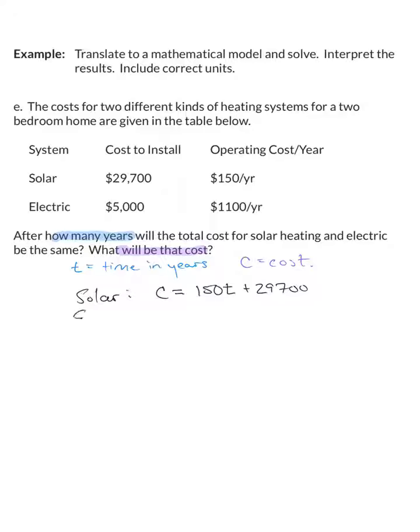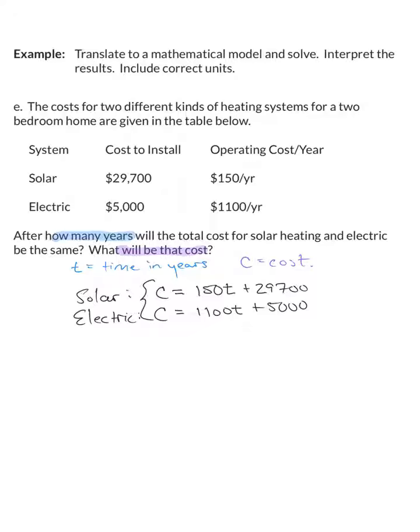Our second equation is electric, and our cost for electric is going to be 1,100T plus 5,000. Same idea. Since it's $1,100 per year, I want to multiply it by the number of years. And again, the installation cost is a fixed number.